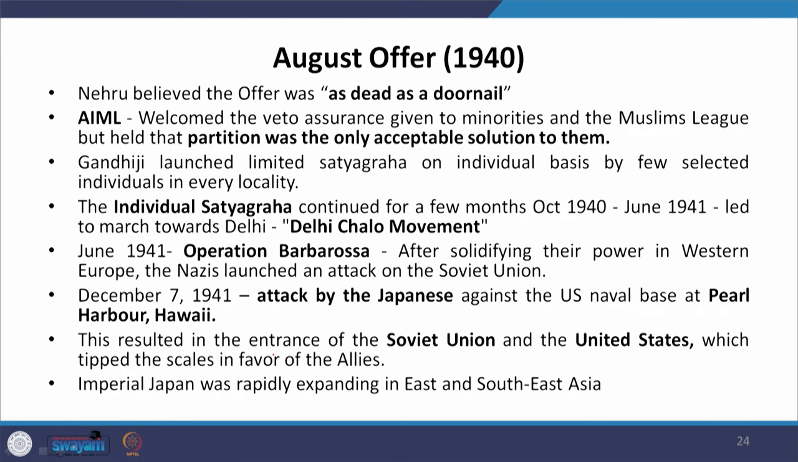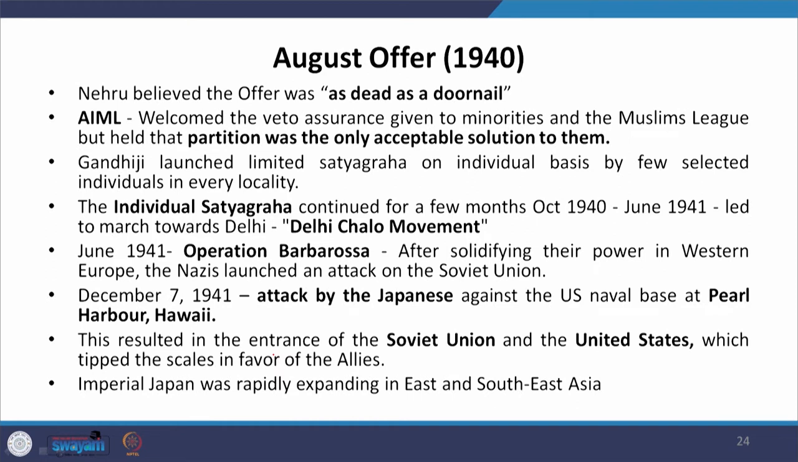Gandhiji launched limited satyagraha on an individual basis by a few selected individuals in every locality. So, we have the individual satyagraha being continued for several months between October 1940 and June 1941. People were marching towards Delhi. There was the prevalent cry for struggle, freedom struggle. This is associated mainly with Subhash Chandra Bose's Dilli Chalo movement.